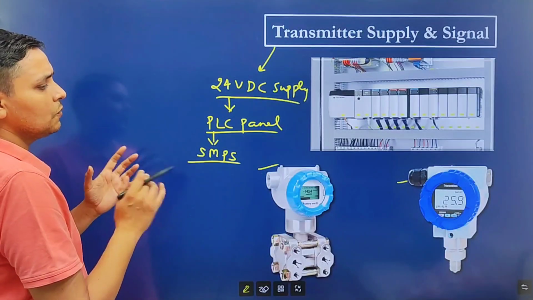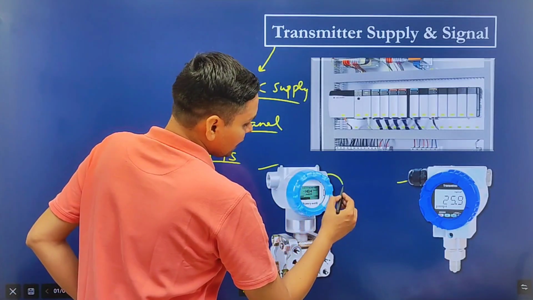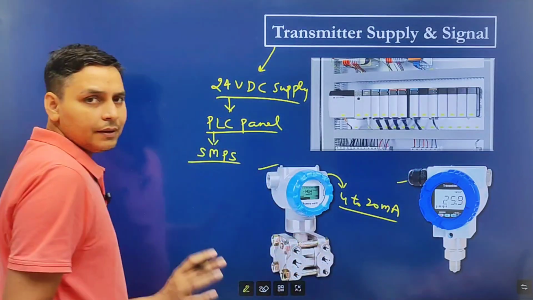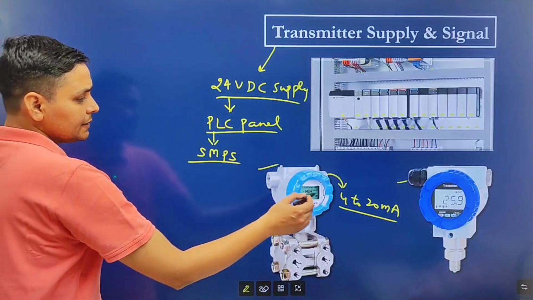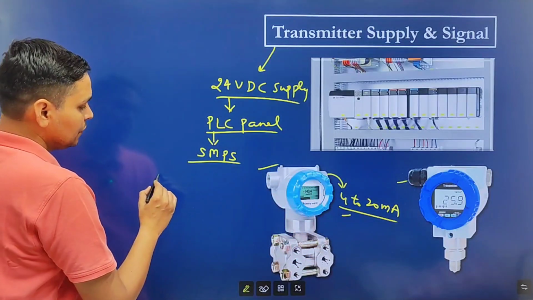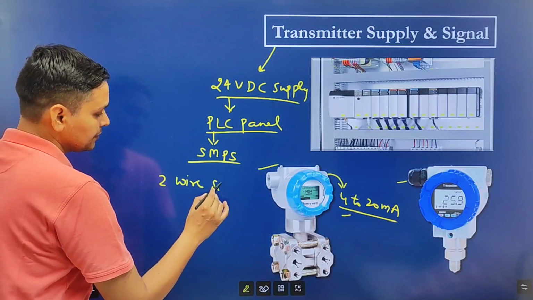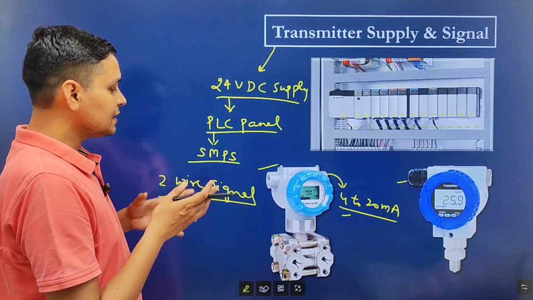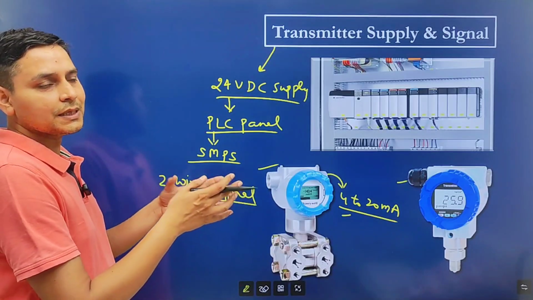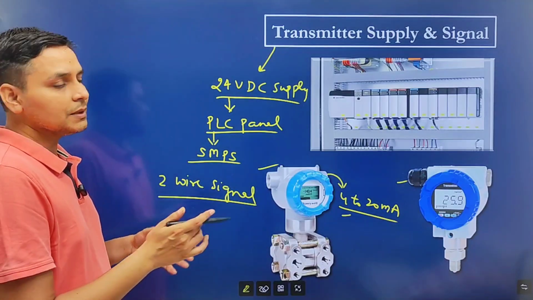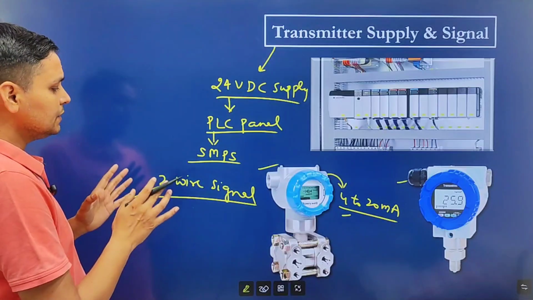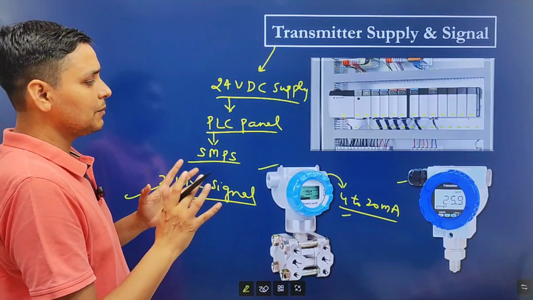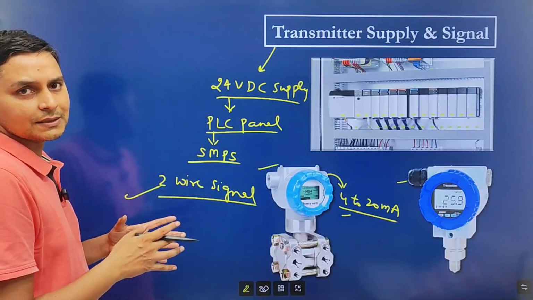Now let's see what is the output signal of the transmitter. The transmitter output signal is a 4 to 20 milliampere signal. And remember one point, this 4 to 20 milliampere signal is a 2-wire signal for the transmitter. It is mostly asked in interviews, what is the signal for a transmitter, pressure transmitter, temperature transmitter and DP type transmitter. So you will reply, its signal is a 2-wire signal. Why is it a 2-wire signal? Because only 2 wires are used for supply and signal. So it is known as a 2-wire signal.